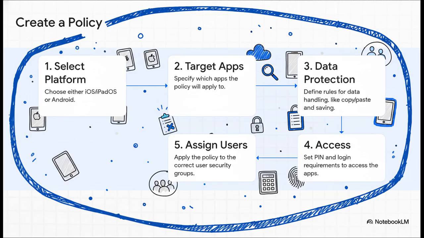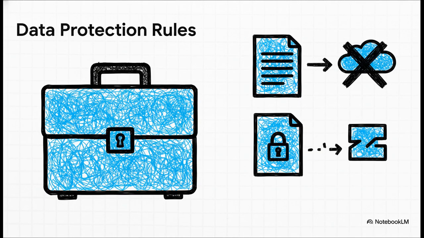First, you pick the platform, iOS or Android. Then you tell it which apps to protect. Step 3 is where you set the data rules. 4 is about access rules, like PINs. And finally, you assign the policy to the right people. It's super straightforward. And here's the kind of powerful stuff you can do with those data rules.